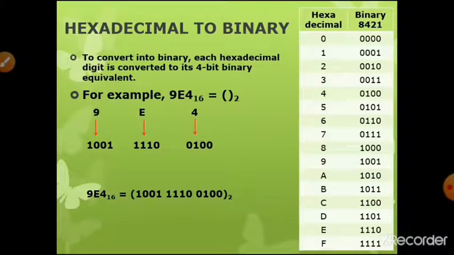For example, here we have the number 9E4. Each hexadecimal digit should be represented with its 4-bit binary equivalent. 9 will be represented as 1001, and E is nothing but the hexadecimal digit 14, so it should be represented with 1110, and 4 is going to be represented as 0100. At last we need to combine all the binary equivalents from the most significant bit.